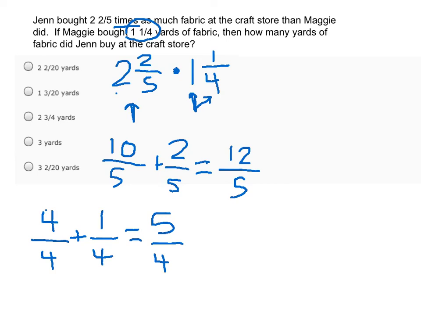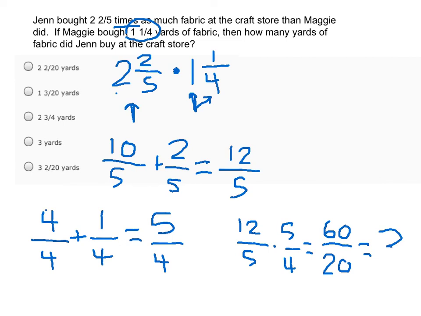So now we want to finish this problem by multiplying these two fractions together. And we have 12/5 times 5/4. And when multiplying fractions, you multiply across the top and multiply across the bottom, so we get 60 divided by 20. And if we reduce these fractions, 60 divided by 20 gives us 3. So our answer is D, 3 yards.